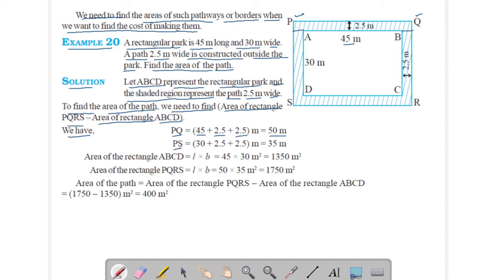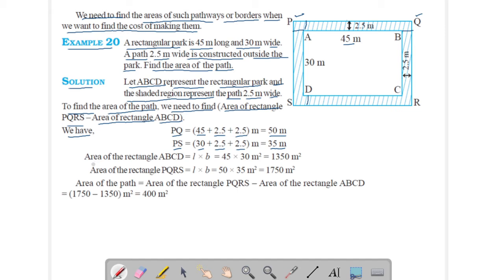Similarly, PS. What is the length of PS? It will be AD plus this width and this width. It is 2.5 meter and AD is 30. It means PS will be 30 plus 2.5 plus 2.5. Therefore, PS equals 30 plus 2.5 plus 2.5, and if you add it, you will get 35 meter.